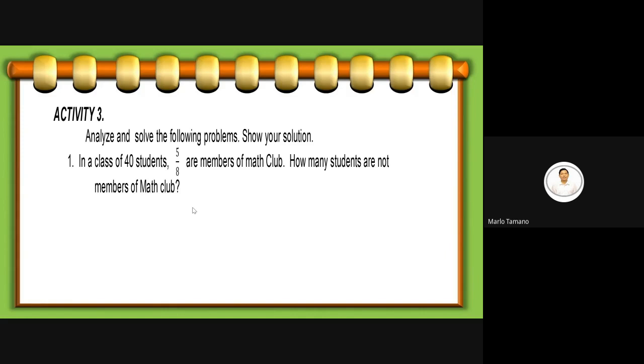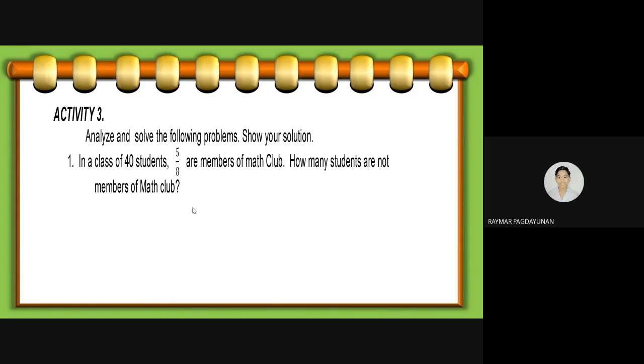Ilan po ang hindi members ng club? How many students are not members of the club? 15. So, 25 kasi yung members. So, yung hindi members, 40 minus 25 is 15. Naintindihan po? Very easy.